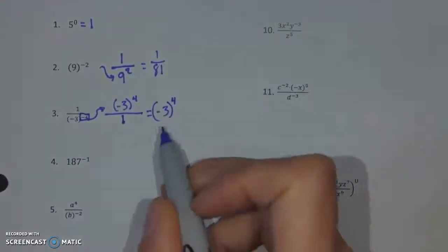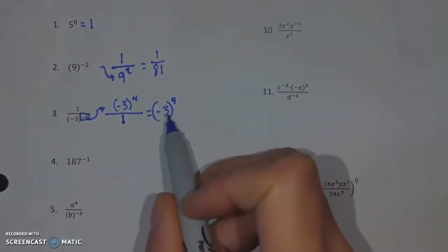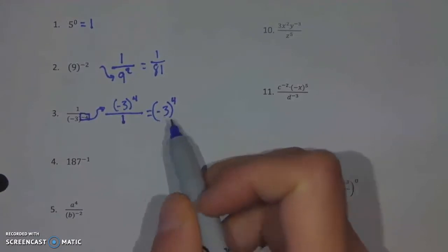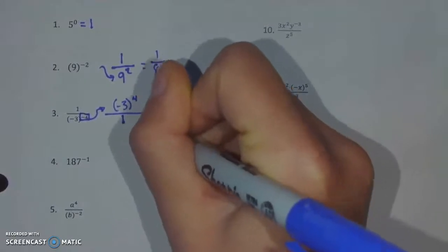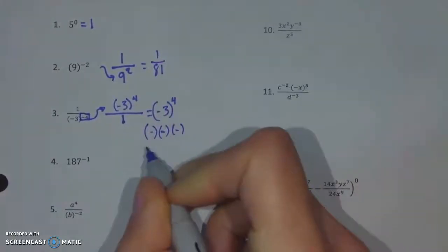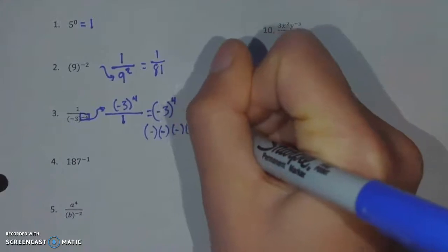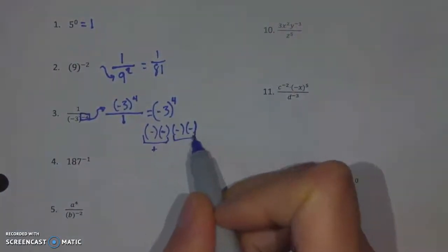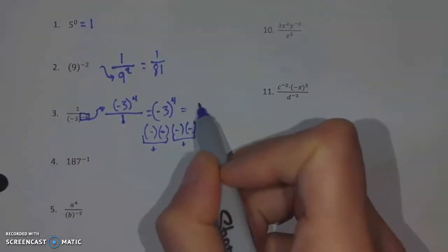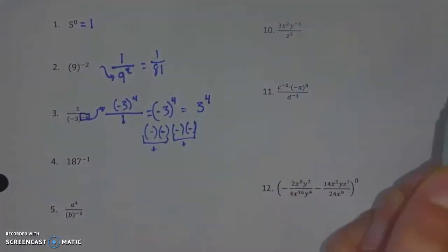And thinking about this practically, by the way, a negative times a negative is always positive. And here we have a negative times a negative times a negative, which would give us a negative answer, times a negative. So in the end, our answer would be positive because these two would cancel out to become positive and these two would cancel out to become positive. So this would be the same as 3 to the 4th power.